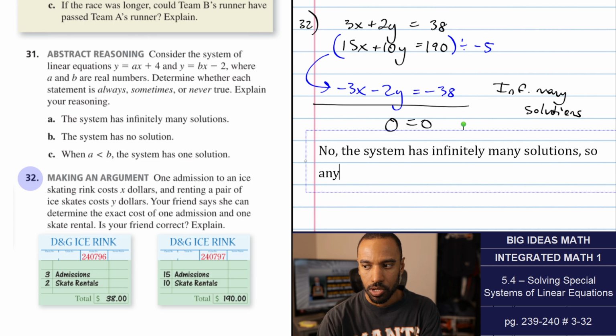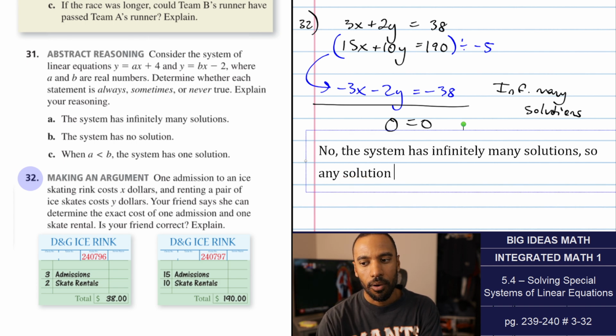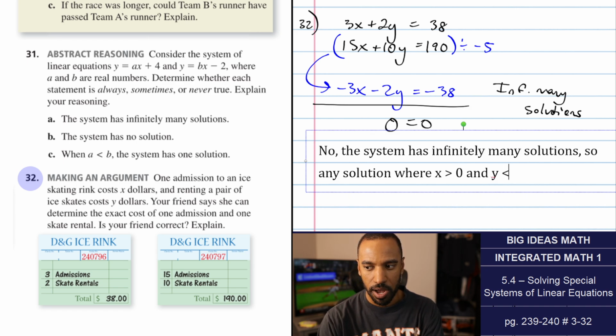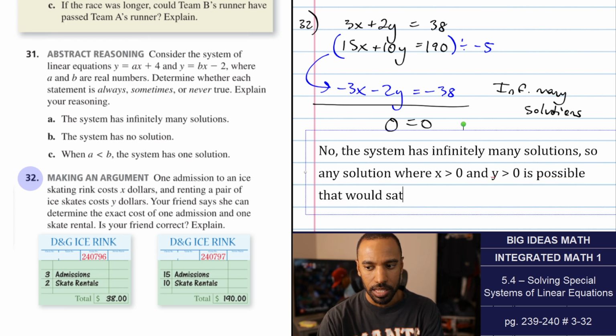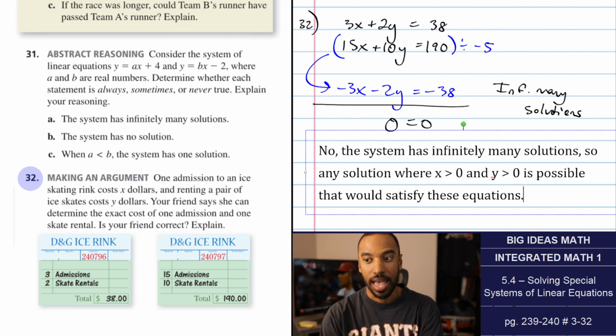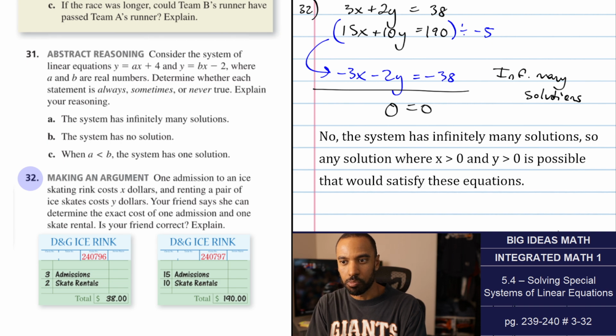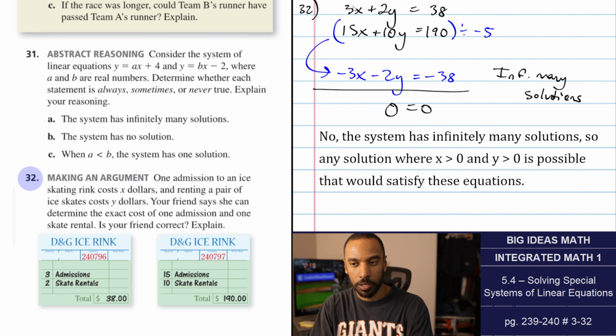So any solution works, though admission's probably not free, so x is greater than 0, and same with the ice skate rental, so y is greater than 0. That would satisfy these equations. Just to remind you, it's not any x and any y. You can't just plug in anything. It's anything that makes this work.